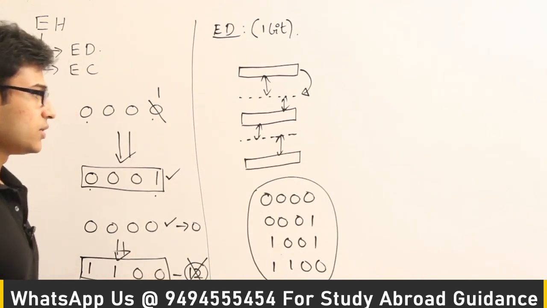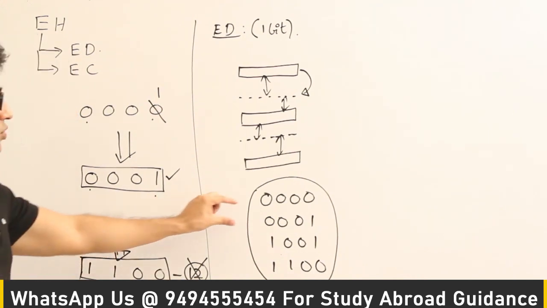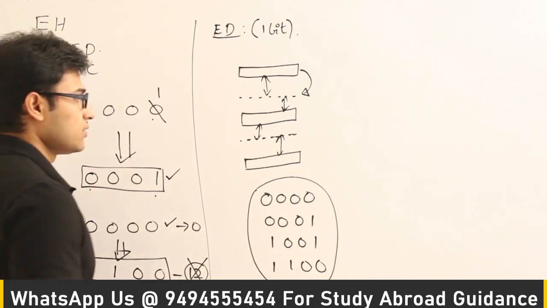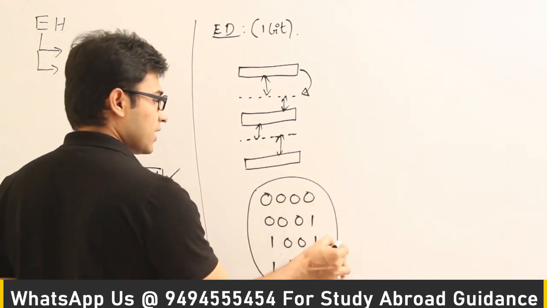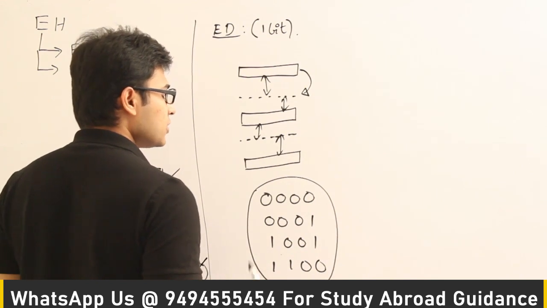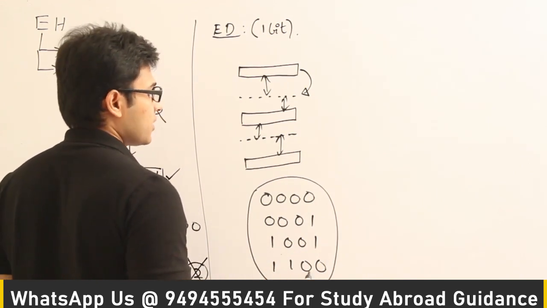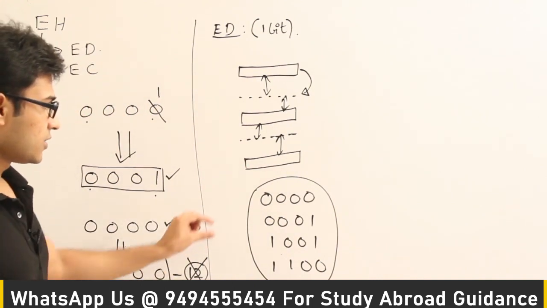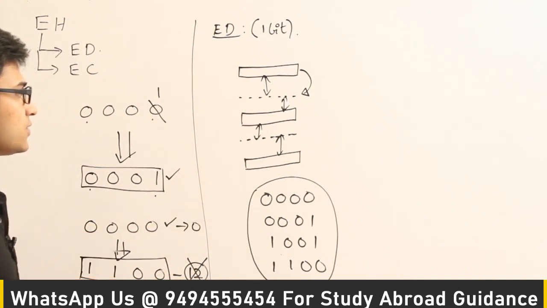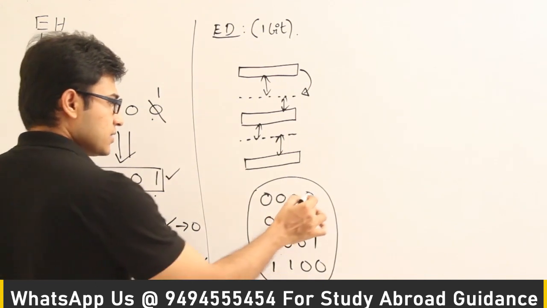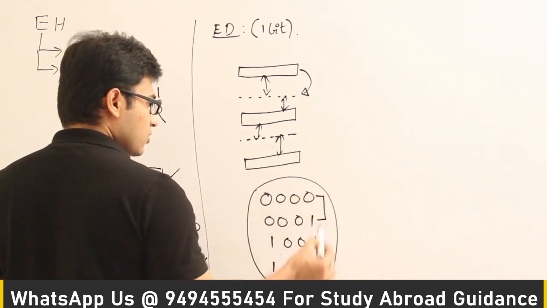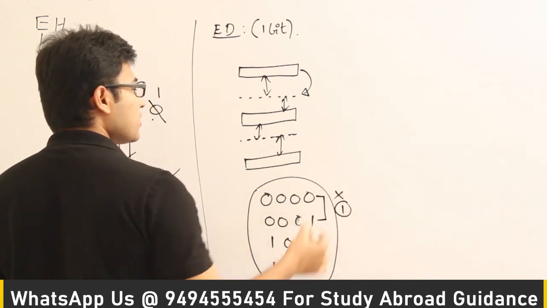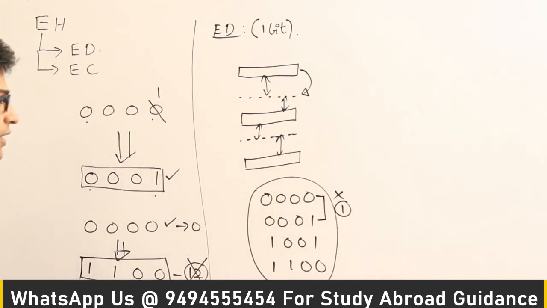If that has to be used, the distance between every two valid patterns should be 2 at least. If these patterns have to be used to detect 1 bit error, the distance between every two codes should be at least 2. Now check this, the distance between these two is not 2, it is 1, therefore it cannot be used for single bit error detection.